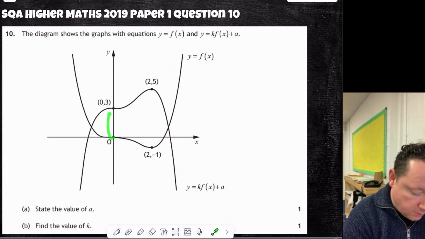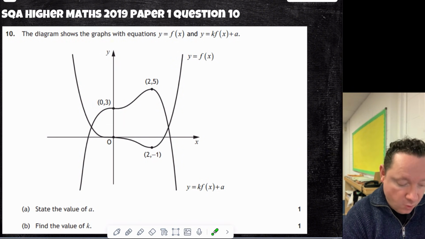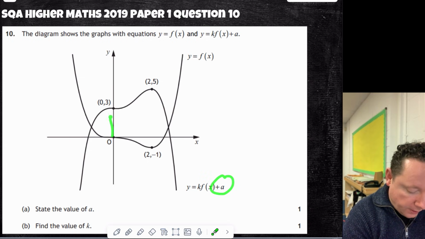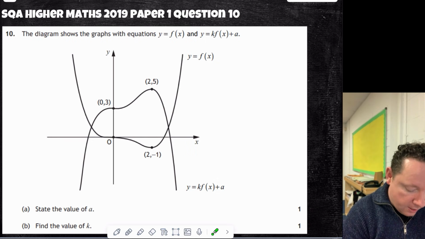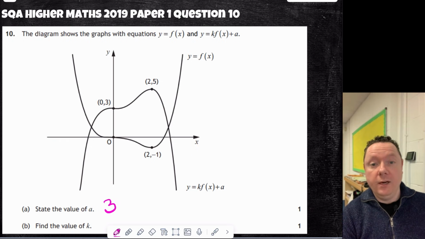So that's flipped upside down. And then it's maybe moved up or down. So to work out a, first of all, just compare it on this bit here. That's 0, 0, and that's 0, 3. It's clearly moved up by 3. Even if it's flipped upside down, it's still moved up by 3. So a is equal to 3. So we can just write down 3 straight away, no problem there.